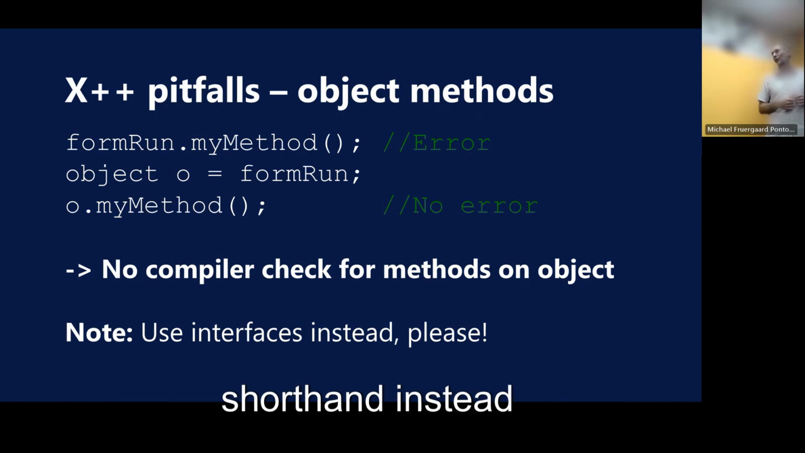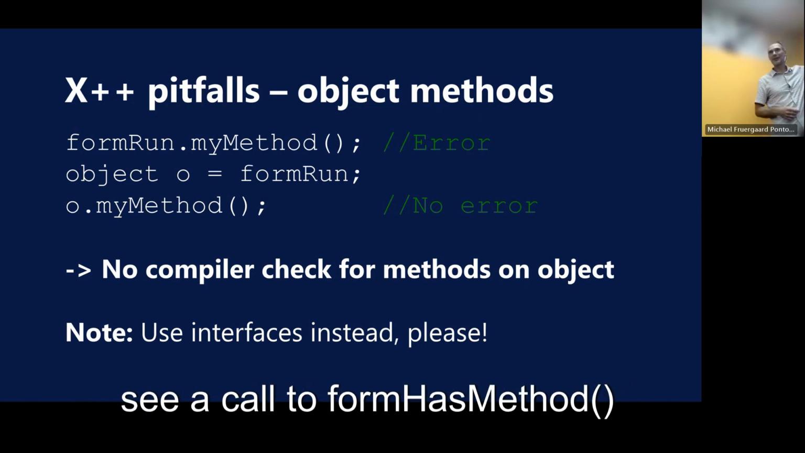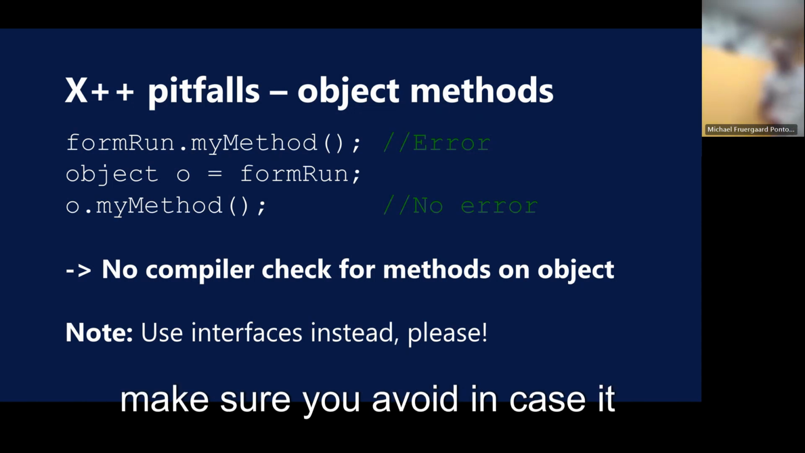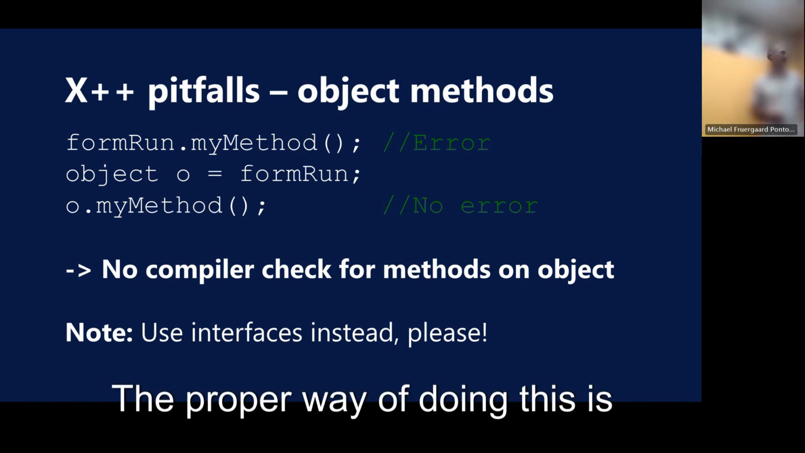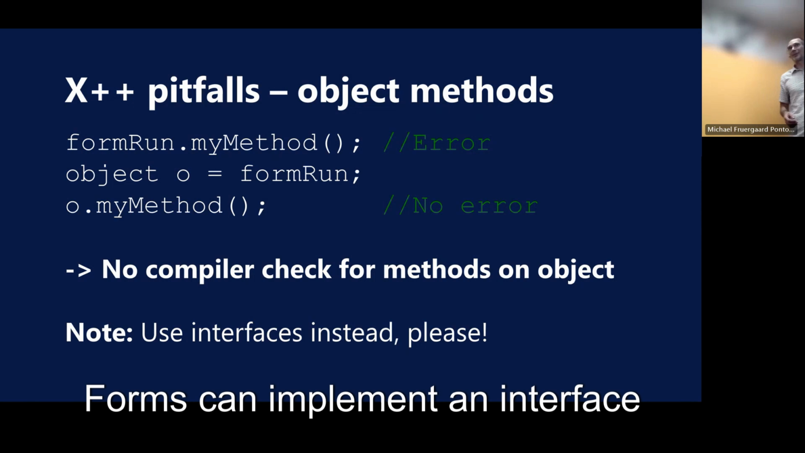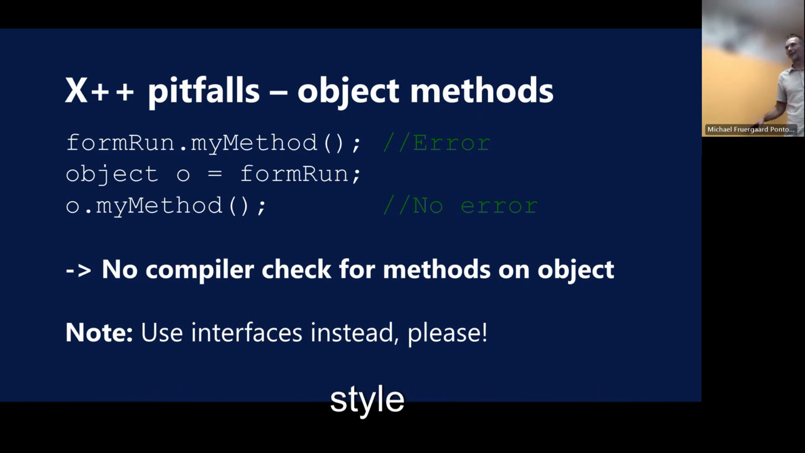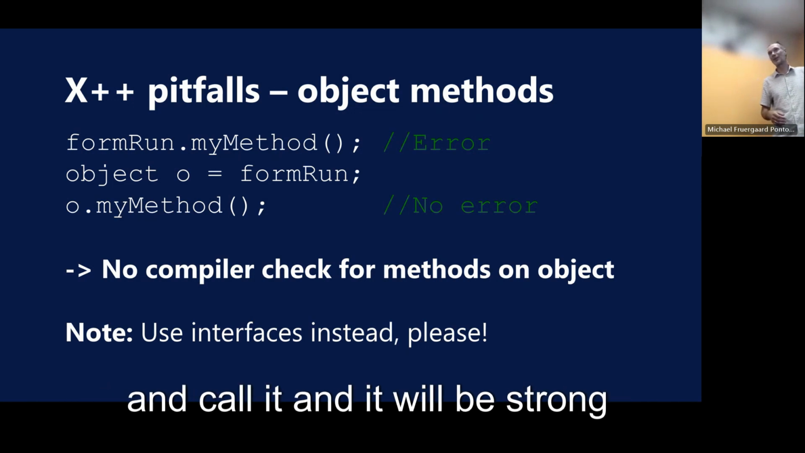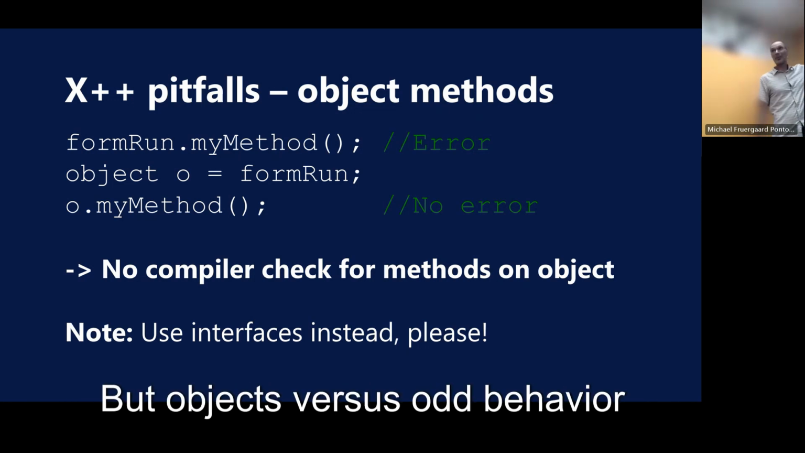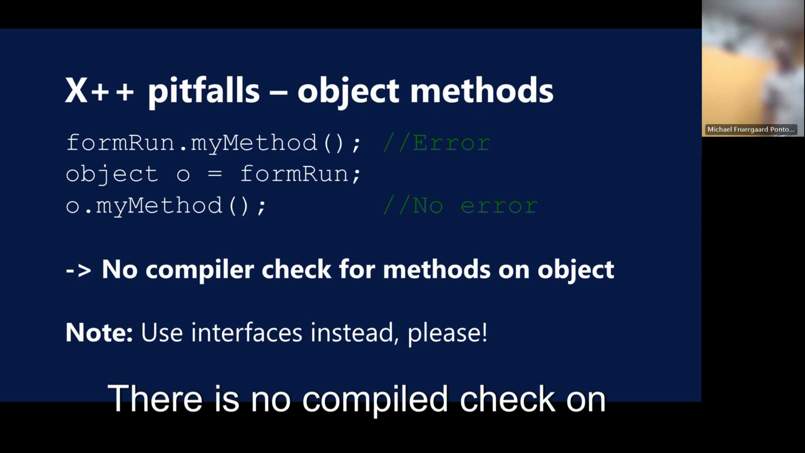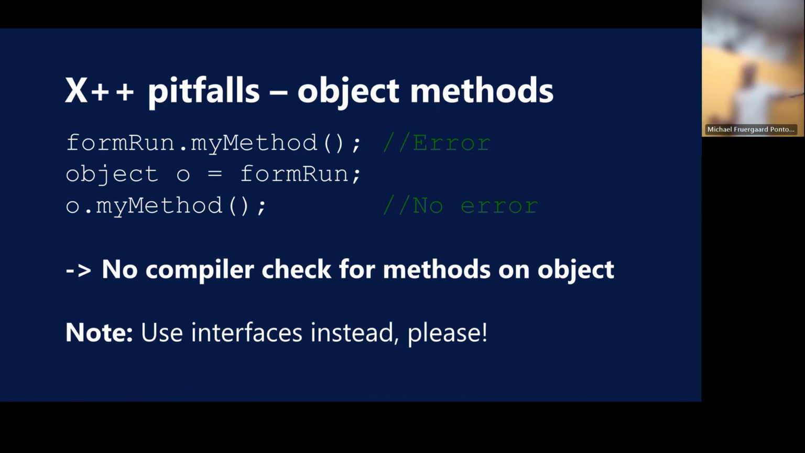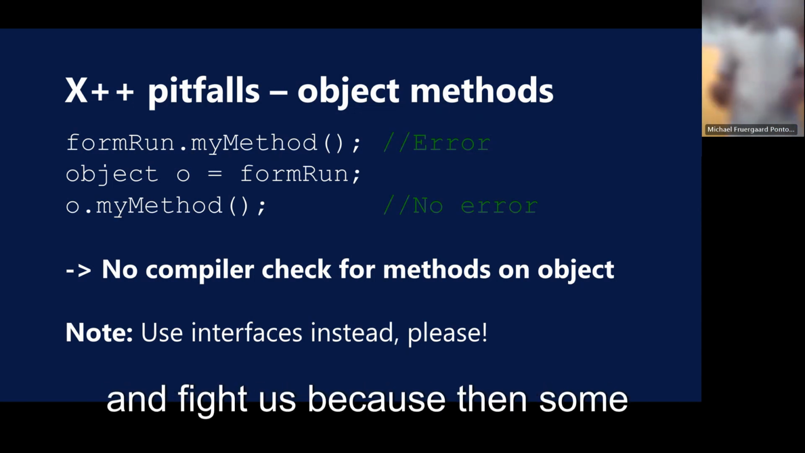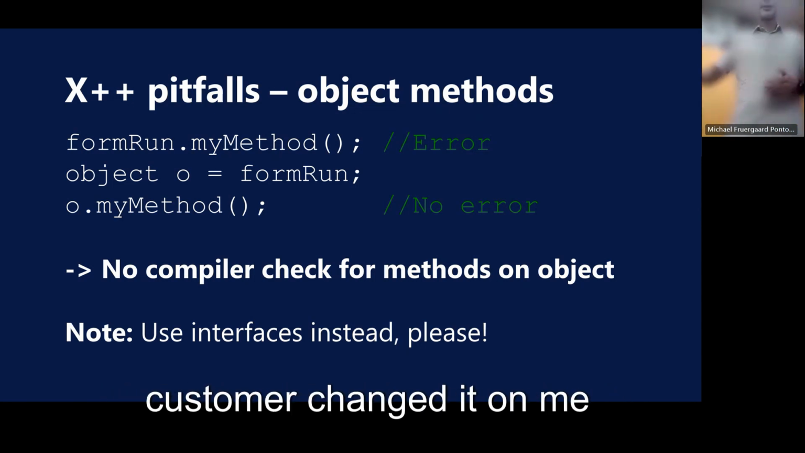But then they came up with this shorthand instead. So typically before this, you will see a method like form has method, and you put in this to make sure you avoid it in case it doesn't. The proper way of doing this is to use an interface. Forms can implement an interface, OO style, right? You define what method it has without providing the implementation, and you can cast to the interface and call it, and it will be strongly typed. But object has this odd behavior. There's no compile check on it. That's the whole purpose of this, to call a method that I know is there because I created it, but the compiler cannot validate. It's one of those that come back and bite us, because then some customer changed it.